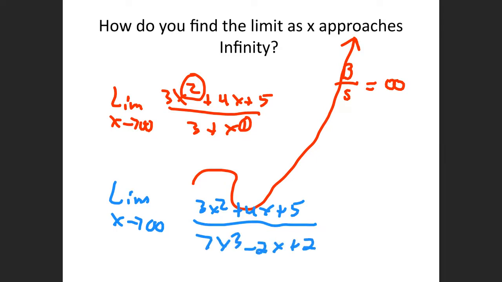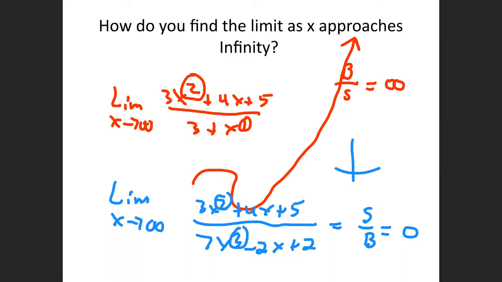Now I look at the highest power. The highest power on top is 2. The highest power on bottom is 3. So the bottom is bigger than the top. So I've got a small over big. If you ever have a smaller function on top, big on bottom, the limit is going to be 0. I don't know what this graph is going to look like.